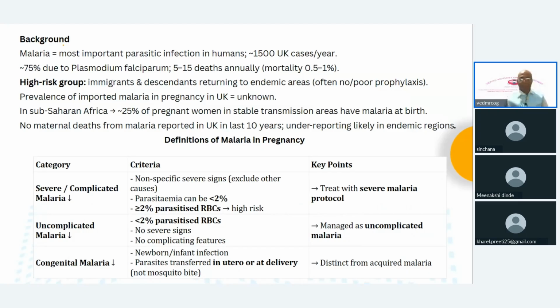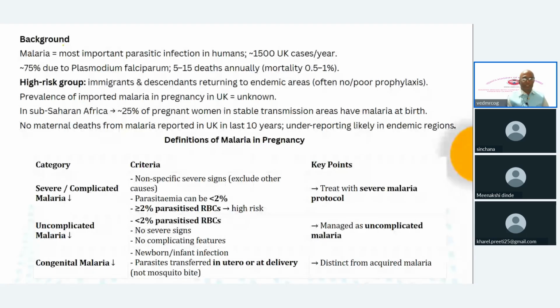Malaria is the most important parasitic infection in humans. 75% of cases are due to Plasmodium falciparum, and there are 5 to 15 deaths annually. High-risk groups are immigrants and descendants returning to endemic areas. They travel to the endemic areas and are not compliant with the prophylaxis. The prevalence of malaria in pregnancy is not known. In sub-Saharan Africa, 25% of pregnant women in stable transmission areas have malaria at birth. No maternal deaths from malaria have been reported in the UK in recent years, and under-reporting may be the reason.